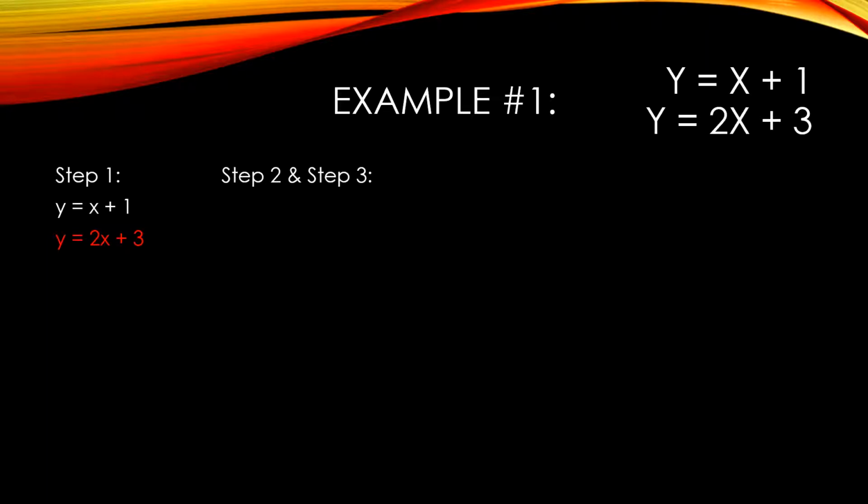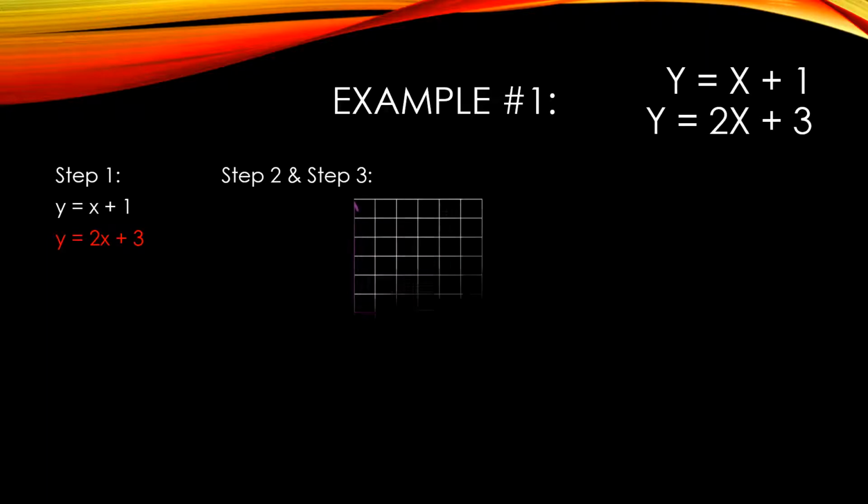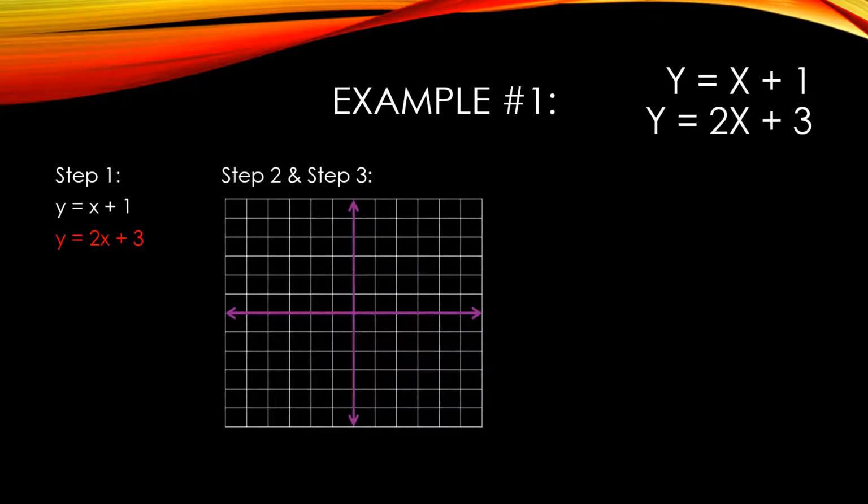Step number 2, we're graphing our first equation. We're starting off by plotting our y-intercept at positive 1 and using our slope to find other points along the same line. Complete your graph with a straight line here. Step number 3, we're following the same steps as in step number 2, but this time for our second equation. So we're starting at our y-intercept of positive 3, and we're using our slope in order to find other points on the same line.